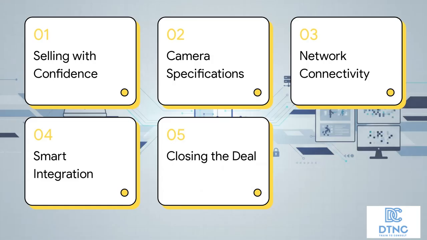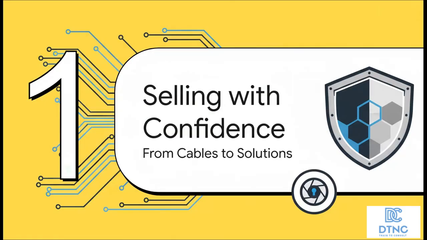So here's our game plan. We've structured this training into 5 clear steps. We'll kick things off by reframing the sale. Then we'll dive into the nitty-gritty of camera and network tech. After that, we'll look at smart integrations and wrap it all up with a simple framework to help you close that deal.